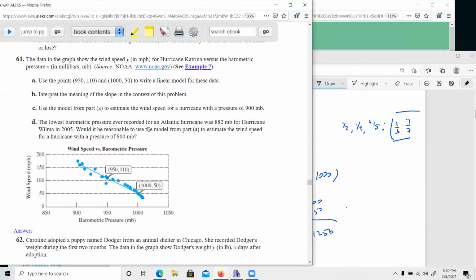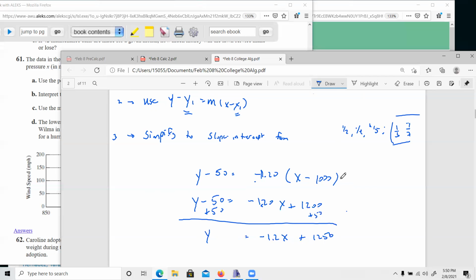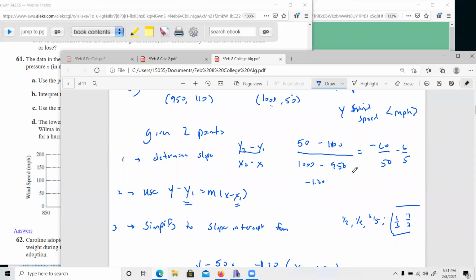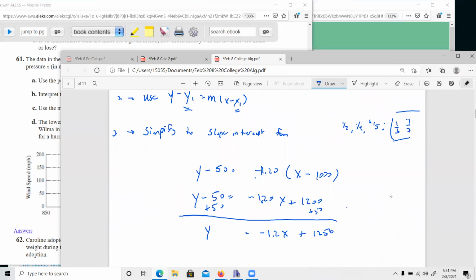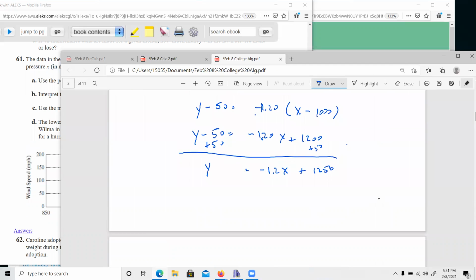All right. Now, interpret the meaning of the slope in this context. This is why I wrote down the units back up here, right? What were my y's in? My y's were in miles per hour, and my x's were in millibars. Okay. So since m equals negative 6/5 in miles per hour per millibars, this is telling me that for every 5 increases in millibars, we are losing 6 miles per hour.